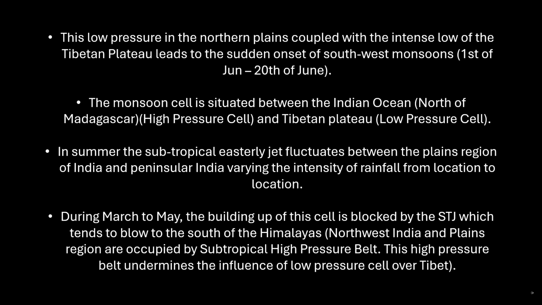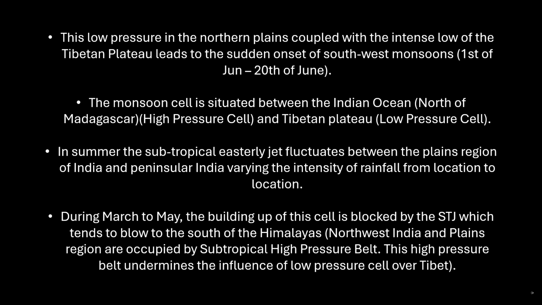This low pressure in the northern plains, coupled with the intense low of the Tibetan Plateau, leads to the sudden onset of southwest monsoons, 1st of June to 20th of June. The monsoon cell is situated between the Indian Ocean, north of Madagascar, high-pressure cell, and Tibetan Plateau, low-pressure cell. In summer the subtropical easterly jet fluctuates between the plains region of India and peninsular India, varying the intensity of rainfall from location to location.